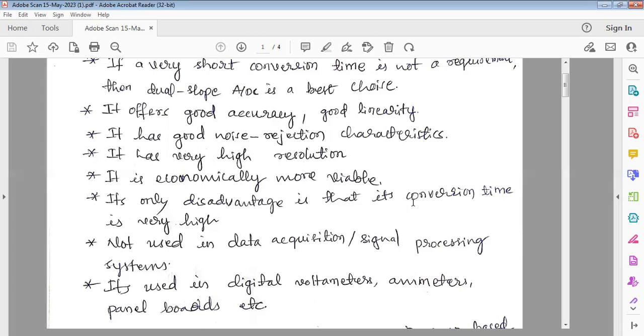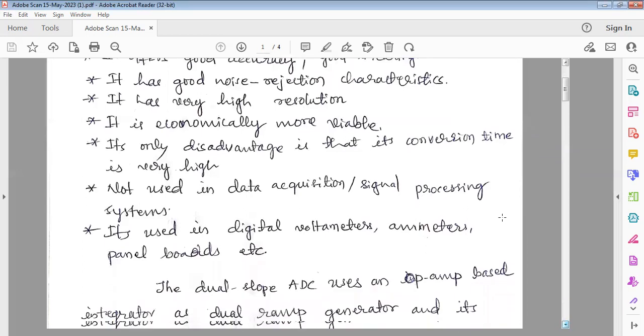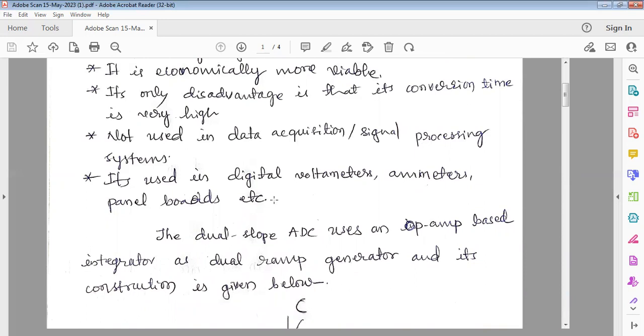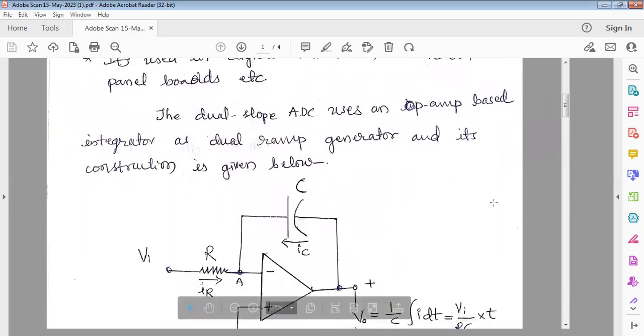Because its conversion time is very high, it is not used in data acquisition systems or in signal processing systems. Wherever more accuracy is needed, this circuit is used, mostly in digital voltmeters, digital ammeters, panel boards, etc. And this dual slope ADC uses an op-amp based integrator as a dual ramp generator, and its construction is as given below.